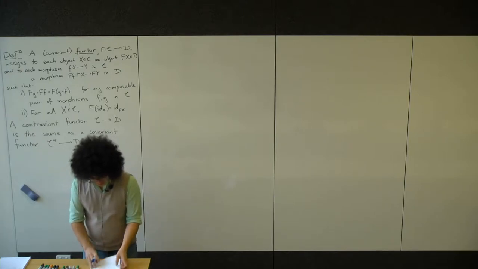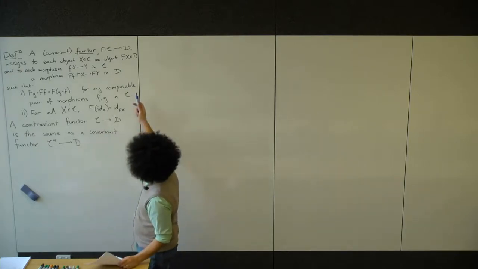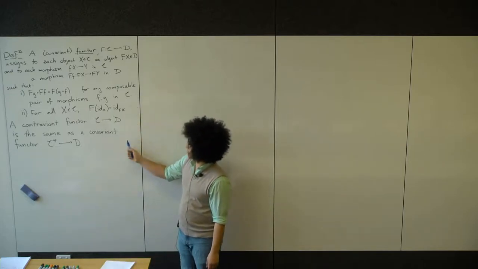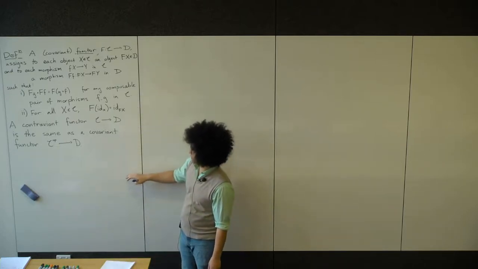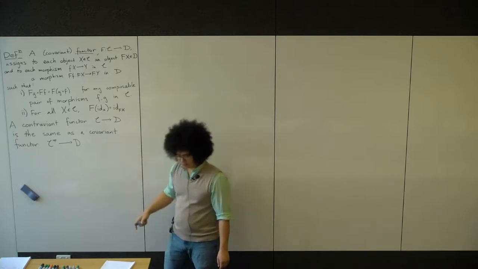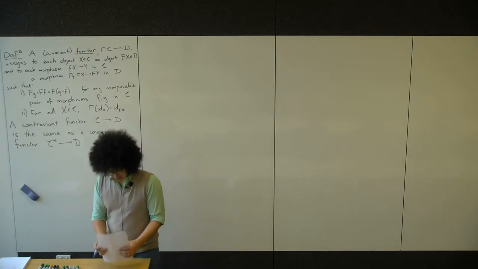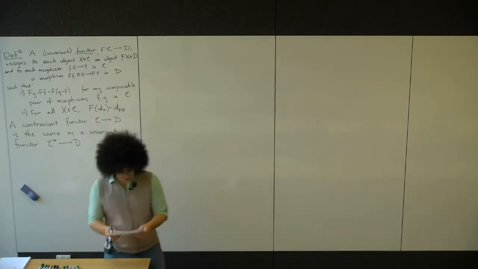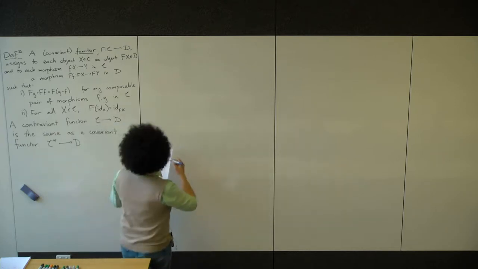So last time, at the very end, I defined what a functor was and what a contravariant functor was. I'm not going to spell out the whole thing for a contravariant functor again. It's the same thing as a functor from C^op up to D, and if you don't believe that, you should check, or you should at least convince yourself that it's true. But I want to start this off with a bunch of examples of functors.